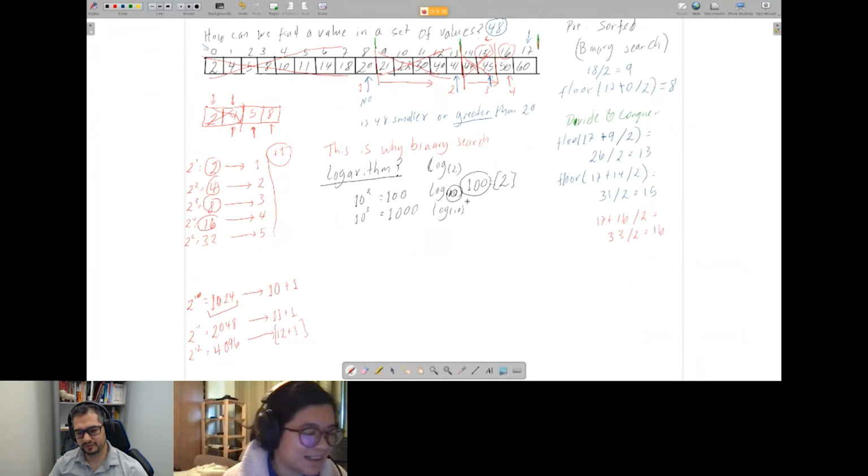And I'm using base 10 because it's easy. I wish that I had learned math using the metric system. I feel like base 10 is easier. Yeah.